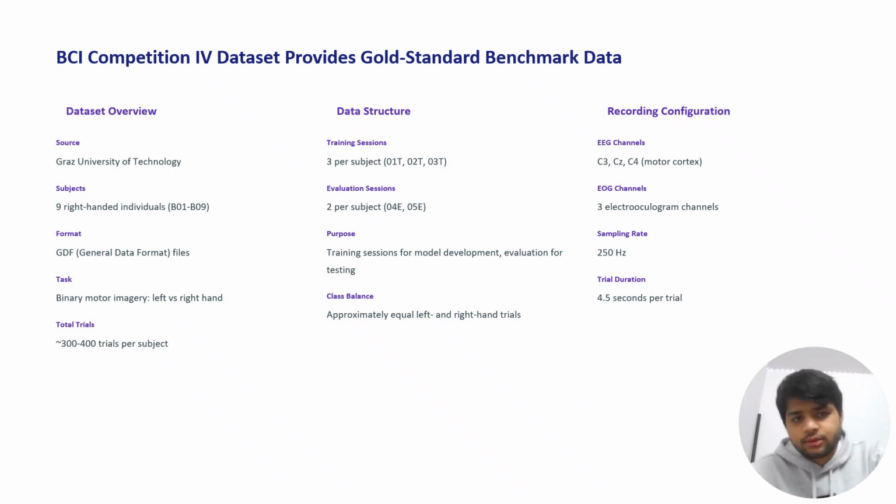The dataset I have used is BCI Competition 4, and it has 9 subjects. The format of the files is GDF, and we have a total of 300 to 400 trials per subject. That means 2,700 to 3,600 trials in total, and we have 3 training sessions and 2 evaluation sessions. The classes are almost balanced, as there is no huge class imbalance in the data. And we have 250 samples for each second, as I already explained. Due to the device capability, we only get 250 samples per second.